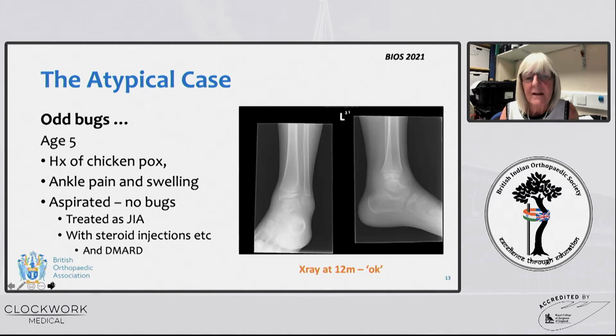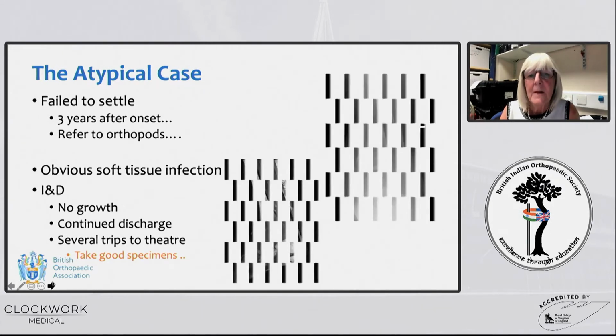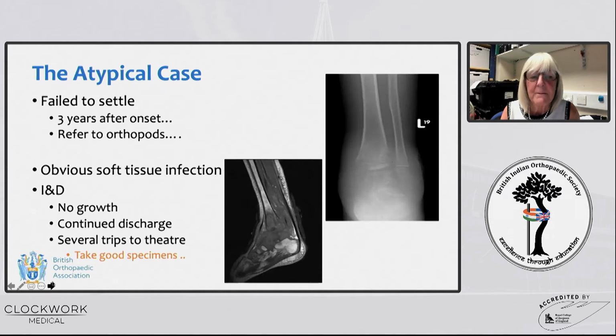There are odd bugs. Young Daniel had a history of chickenpox again with ankle pain and swelling, which was aspirated and grew nothing. So for a long time, he was treated as a juvenile inflammatory arthritis with steroid injections and disease-modifying drugs. This X-ray at 12 months was considered okay, and I hope that we would disagree with that assessment. 3 years after the onset, he was referred to the orthopedic surgeons with an obvious soft tissue infection. We incised and drained it and got no growth.